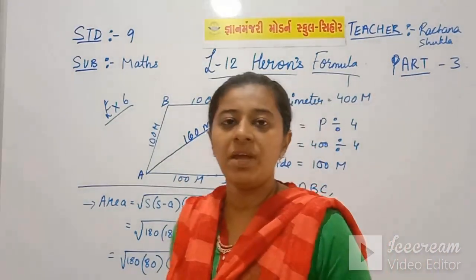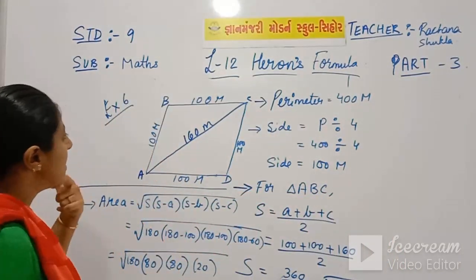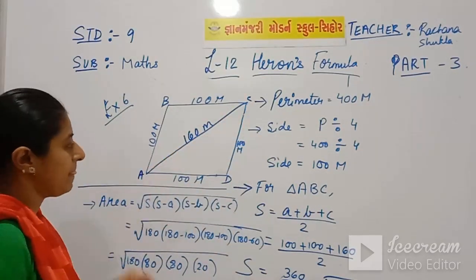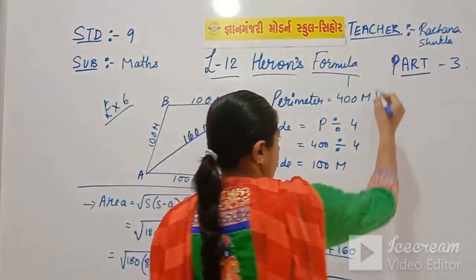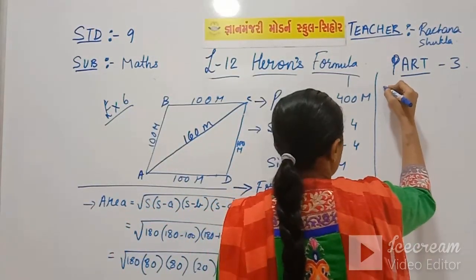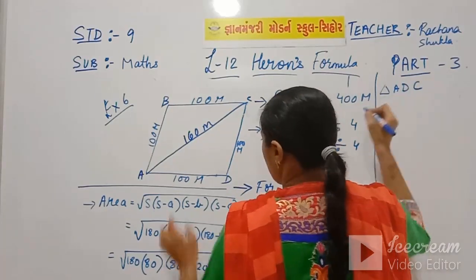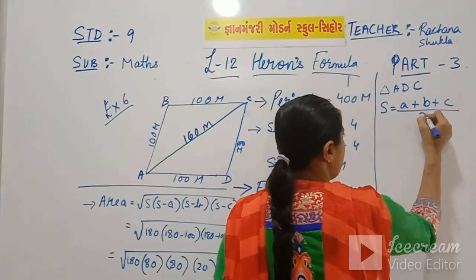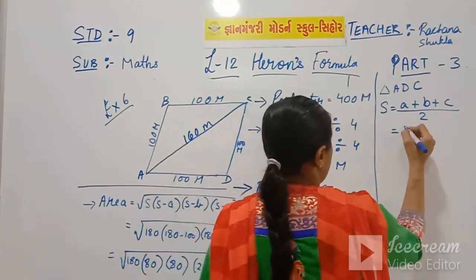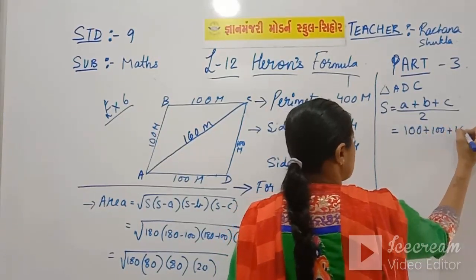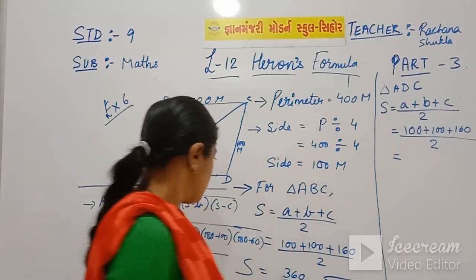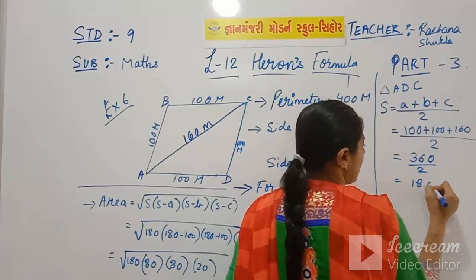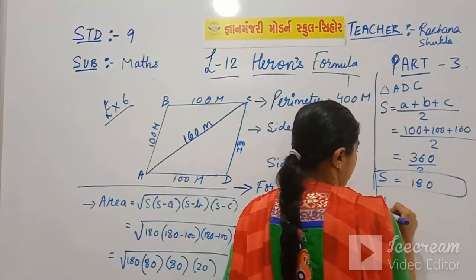Now in the same way you will find out the area of the second triangle. That means triangle CDA. Let's find out that. In triangle ACD, s is equal to (a plus b plus c) upon 2. That is the same, (100 plus 100 plus 160) upon 2, that is 360 upon 2 is 180. Your s is 180. Then find out the area.